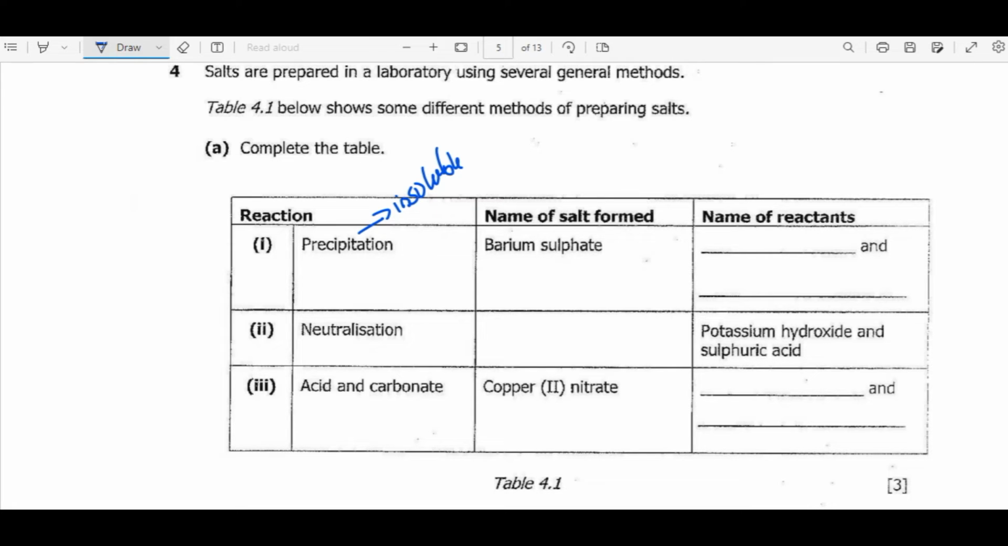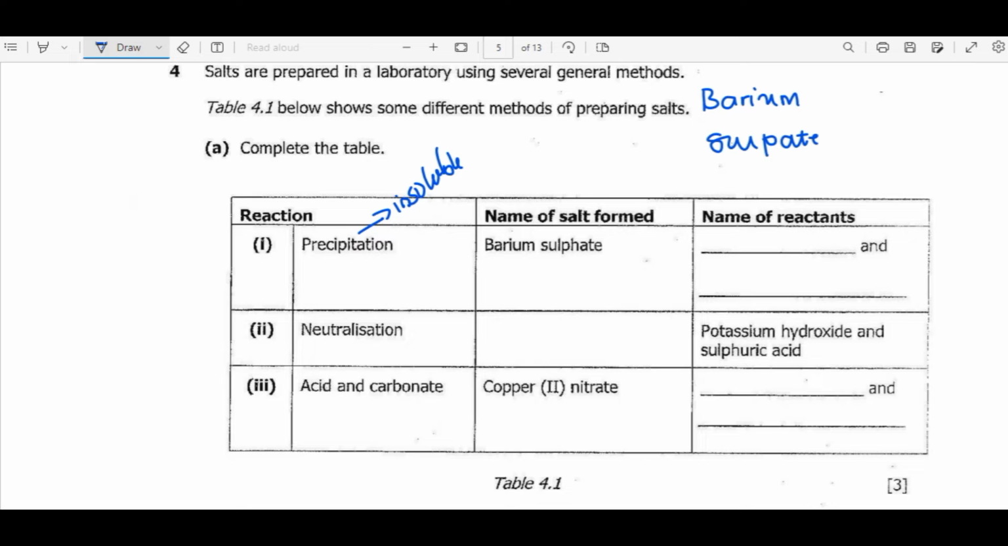Then name of reactant. So we need two salts or solutions that we can use to form barium sulfate. So now the key point here is, look at the salt that you are producing. There is barium. So you write barium. Then the other ion is sulfate.